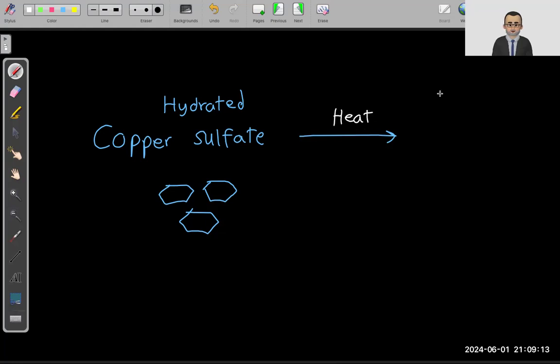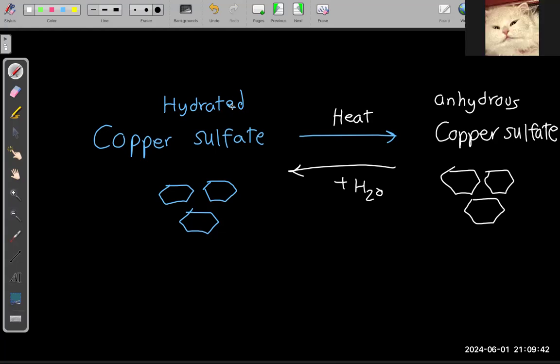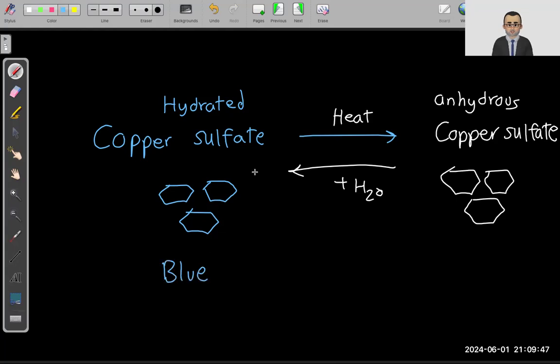If you heat it, the water will be removed. So instead of hydrated copper sulfate, it will become called anhydrous copper sulfate. And then strangely, its color will now be white. So it will be a white powder or white crystals. So what happens if you put water back again? Then it will change from anhydrous again into hydrated, exactly. So it will become blue color again. So you keep doing like that. You remove the water by heating, it becomes anhydrous and white. You add the water, it becomes blue again.